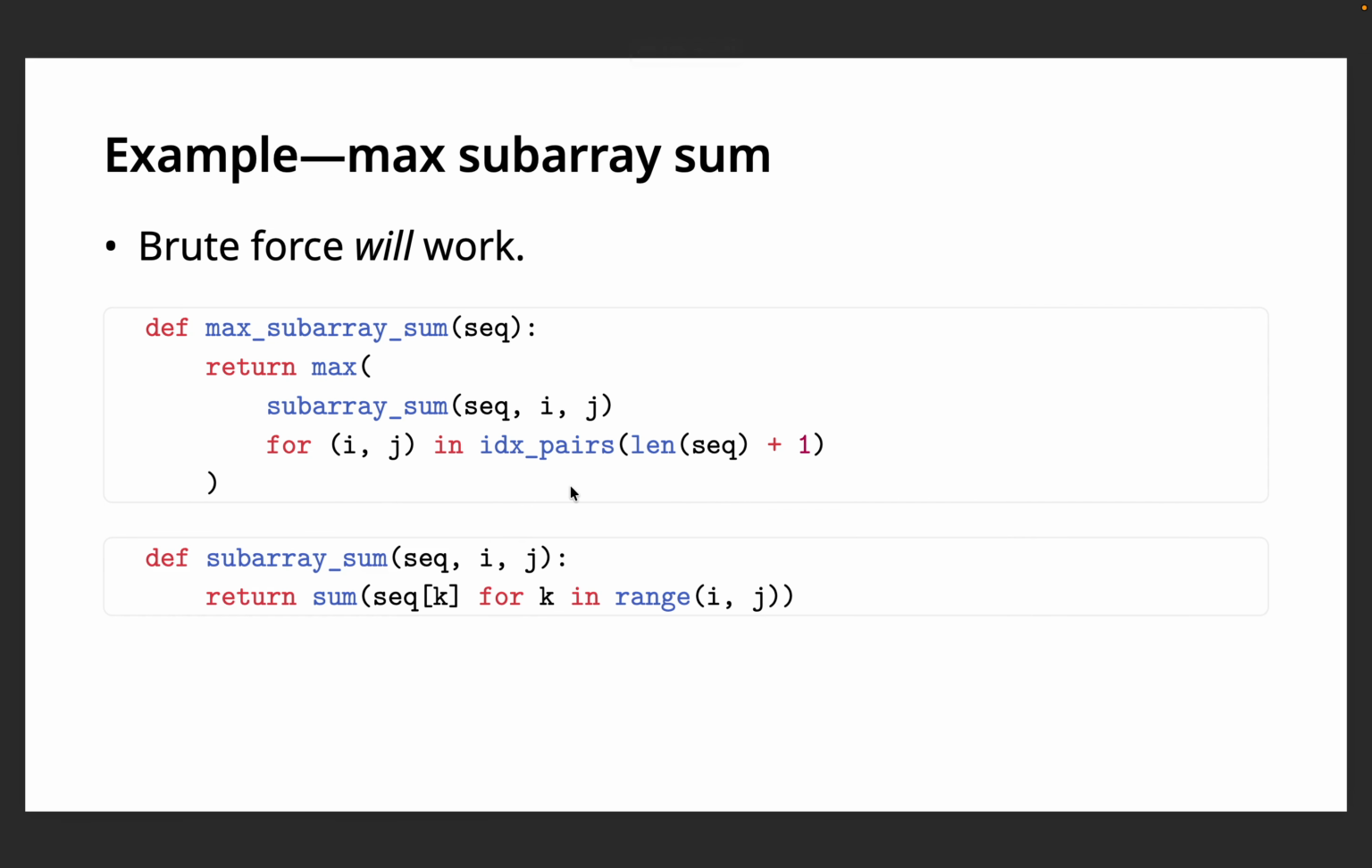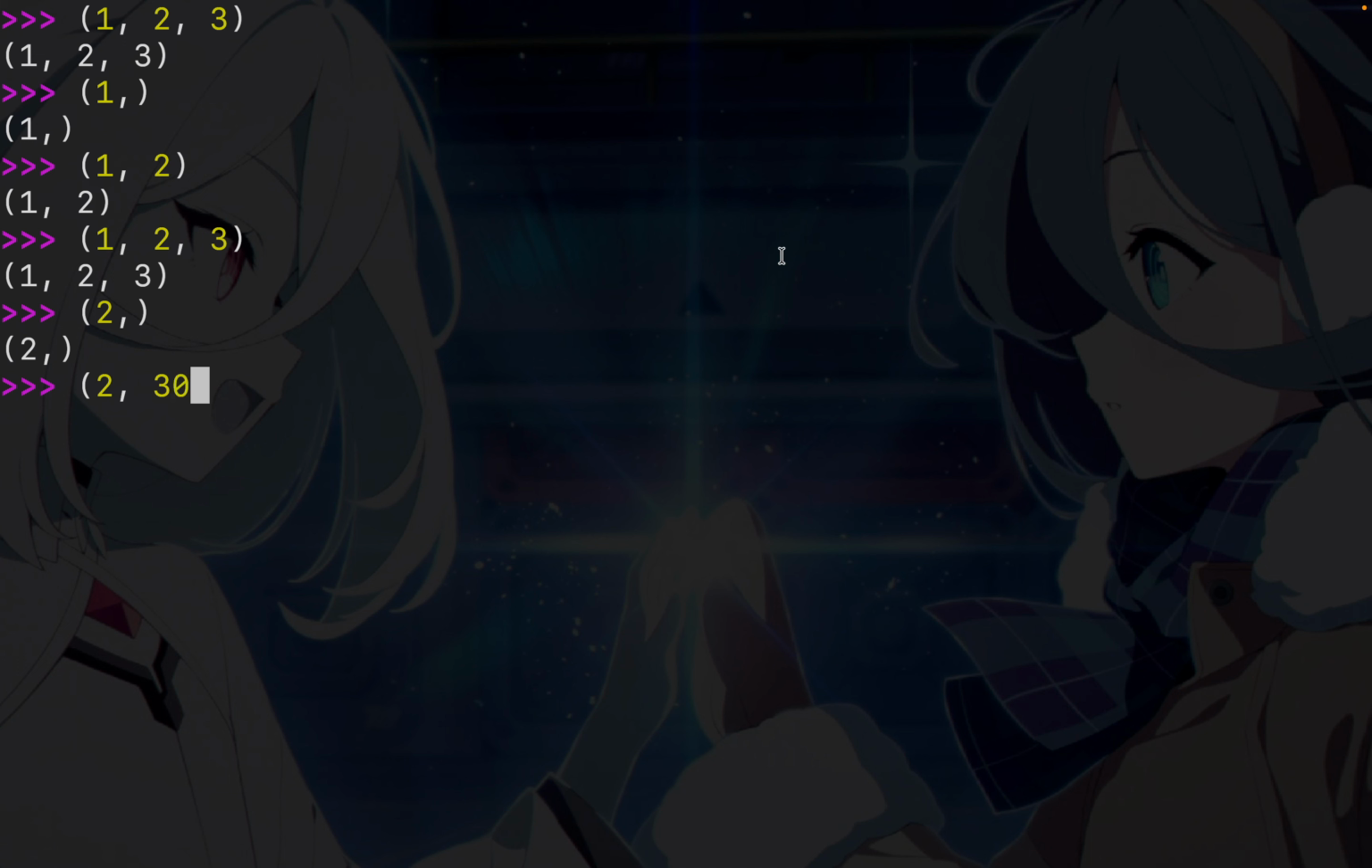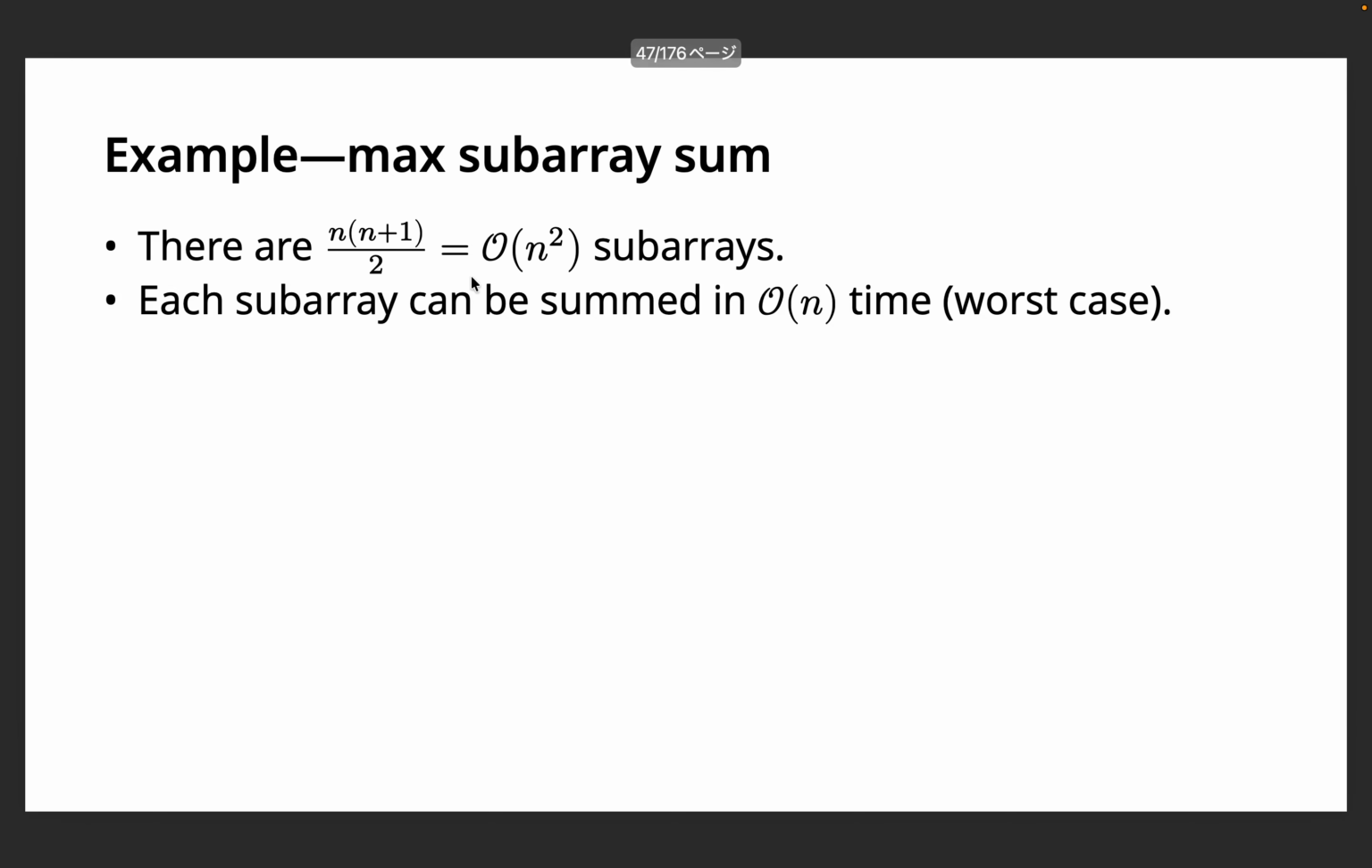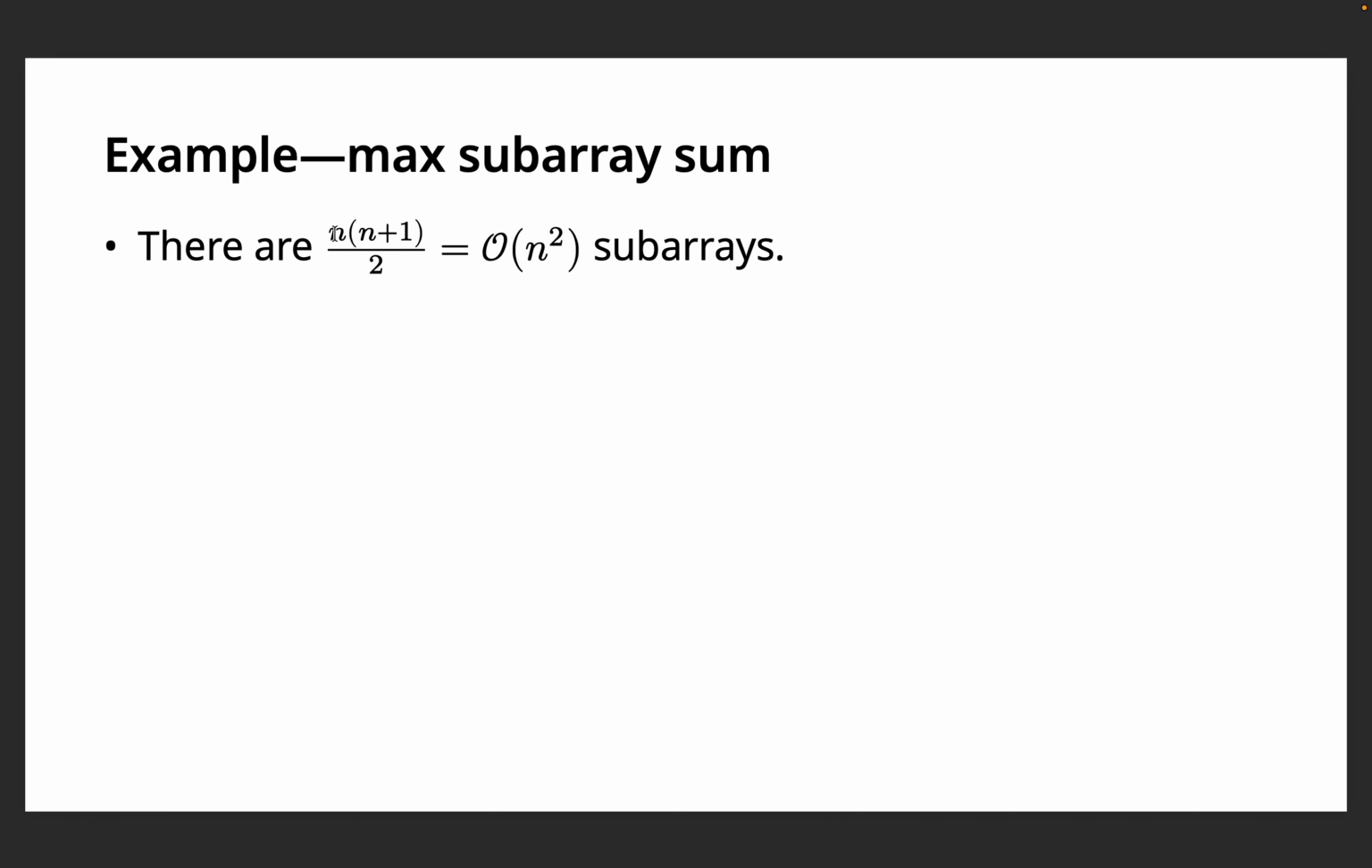Well, if we think about what's happening here, the number of subarrays, let's say you have 1, 2, 3, the subarrays of this are going to be 1, 1, 2, 1, 2, 3, then 2, 3, or let's start with 2, 2, 3, and finally 3. So for a sequence with 3 elements, there are 1, 2, 3, 4, 5, 6 subarrays. So in general, if there are n elements, there are n times n plus 1 over 2, which is O of n squared. This grows roughly the same way as a quadratic function.